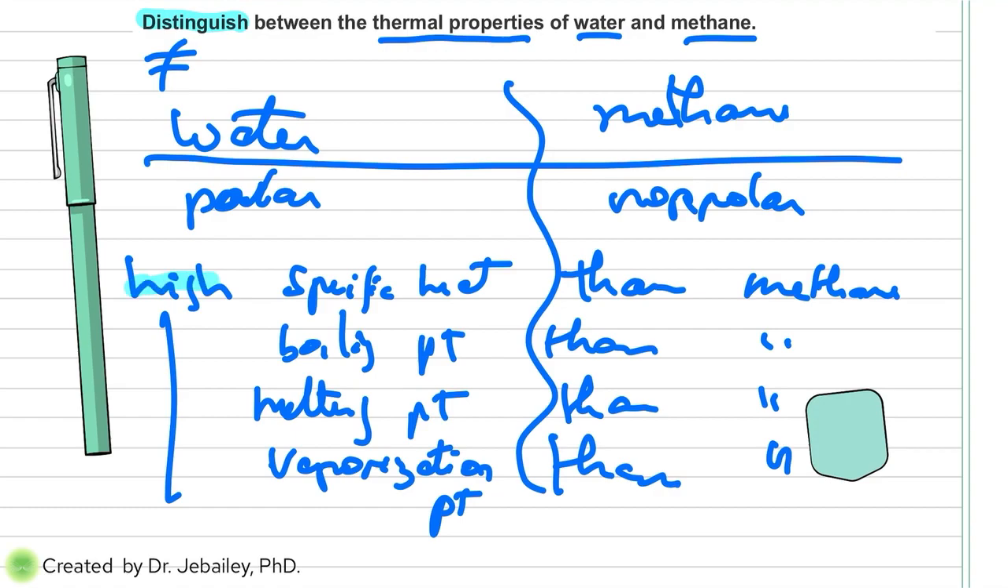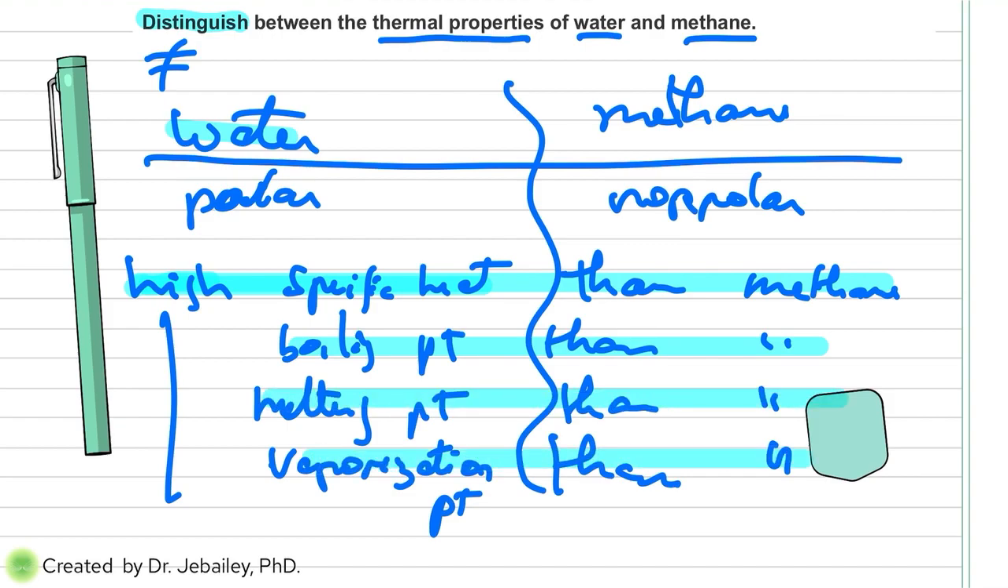So writing this: water has a high specific heat than methane, that's 1 point. Water has a high boiling point than methane, that's a second point. And it keeps going forth. Each one of these will be a point, but you have to put them in full sentences. And most important, you have to write the word than, because that's what comes with the word distinguish. So you can get the full points you want.